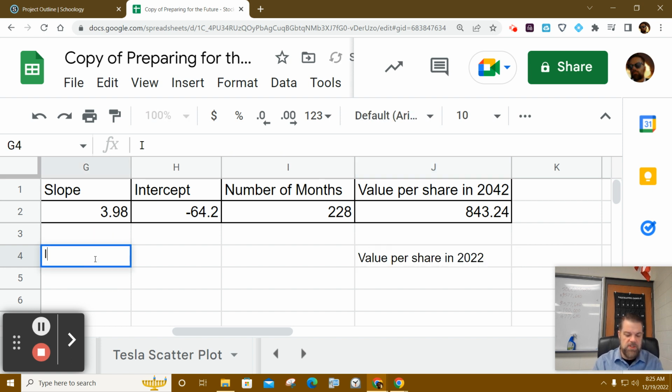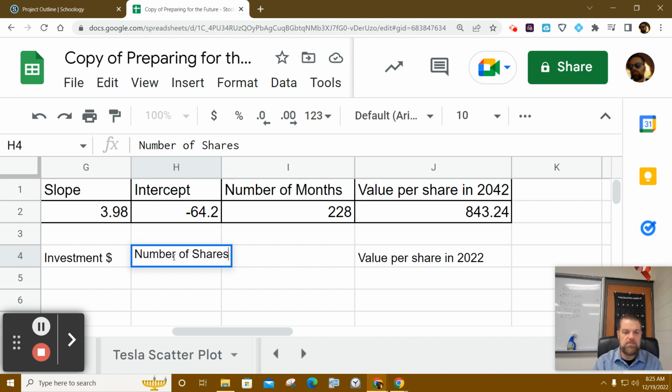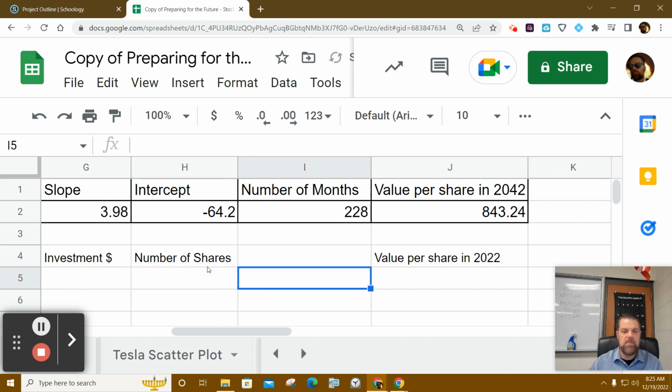And over here, we're still going to do investment, and I'm going to put a dollar sign. What she said was, I need to know this price, so we need to find the number of shares. So I'm going to say number of shares. I'm going to slide that over a little bit. And once I know the number of shares and I know the value, I think that's it, right?